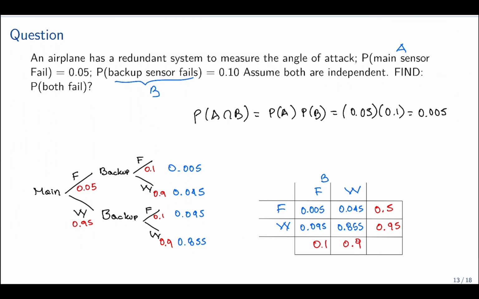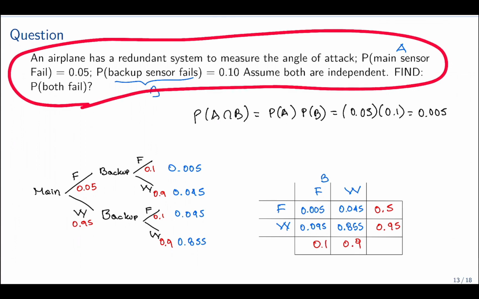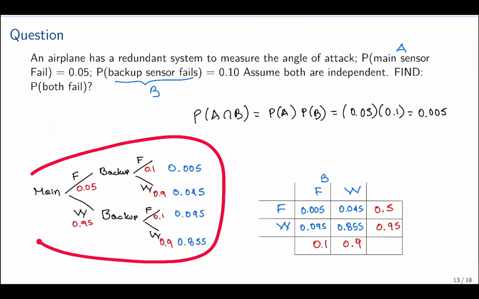So by definition, the probability of the intersection of the two events A and B, so the main fails and the backup fails, is going to be equal to the multiplication of the probabilities of A and B. So we have 0.05 multiplied by 0.1, and that's 0.005. So that's 0.5%. So that's apparently low. We can organize this information of events that are independent in a tree. So let's have a look at a tree.